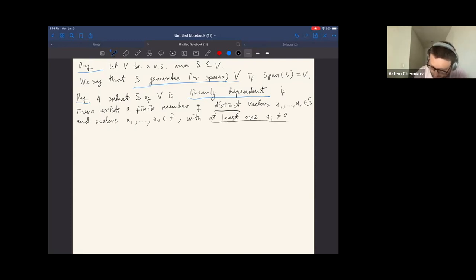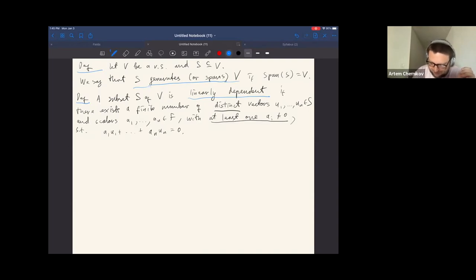So another important point, such that the linear combination given by all of this, so a1 u1 plus a2 u2, etc., plus an un is equal to 0. Okay, so a set S is linearly dependent if we can find some distinct vectors in it, and some scalars, but not all 0, such that the linear combination given by them is equal to 0.